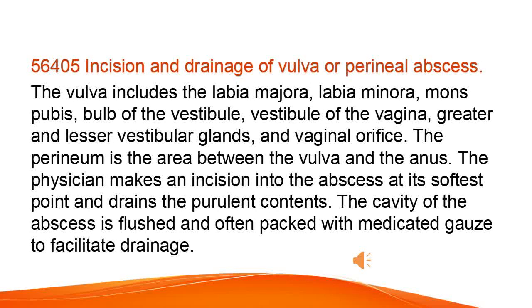Incision and drainage of vulva or perineal abscess. The vulva includes the labia majora, labia minora, mons pubis, bulb of the vestibule, vestibule of the vagina, greater and lesser vestibular glands, and vaginal orifice. The perineum is the area between the vulva and the anus. The physician makes an incision into the abscess at its softest point and drains the purulent contents. The cavity of the abscess is flushed and often packed with medicated gauze to facilitate drainage.